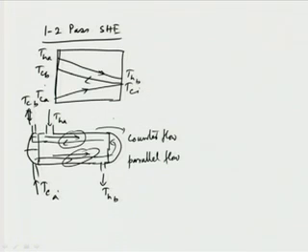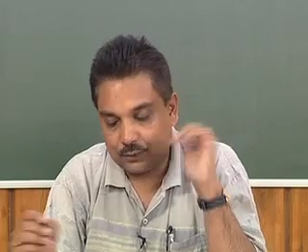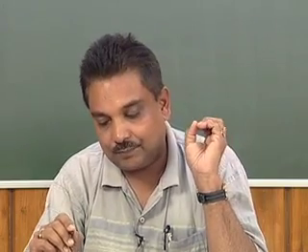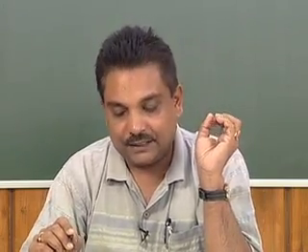So in this case it is neither a perfect parallel flow nor a perfect counter flow. Under perfect counter flow there can be an LMTD, or under perfect parallel flow there will be an LMTD, but it is neither. So how do we get the value of the log mean temperature difference for this system?